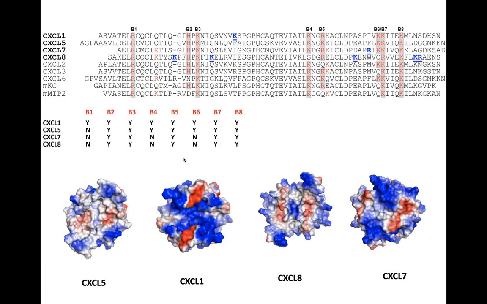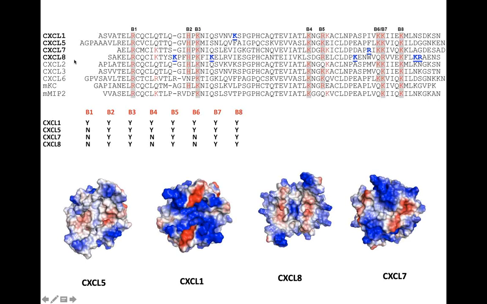Now I'm going to give you some real life examples of where ITC was used to gain insights into the thermodynamics. These are the proteins we work on in the lab. We work on a family of proteins called chemokines, which recruit neutrophils.